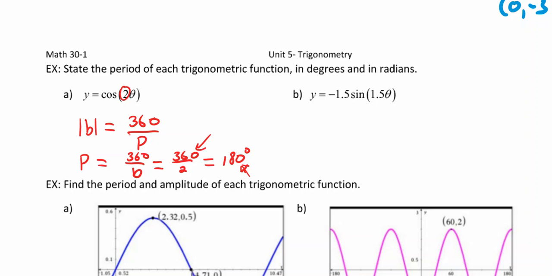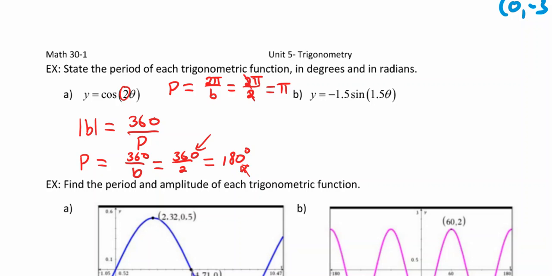Same thing with radians. If we were going to do that one with radians, everything would be the same, but it would be p equals 2 pi over b. So that would be 2 pi over 2. Your 2's would cancel, so that'd be the same thing as pi radians.